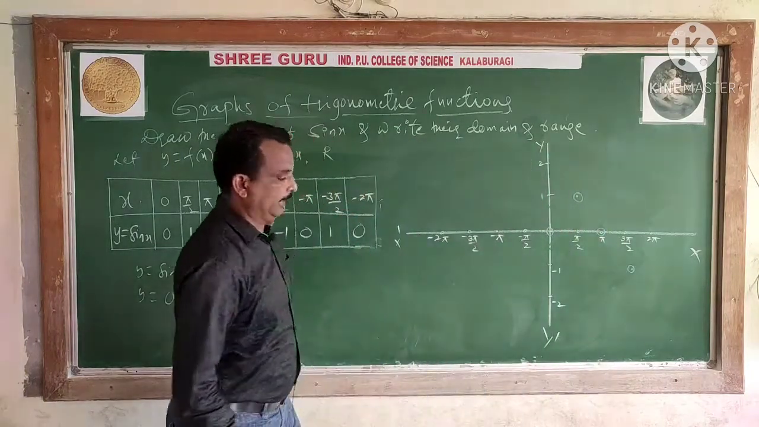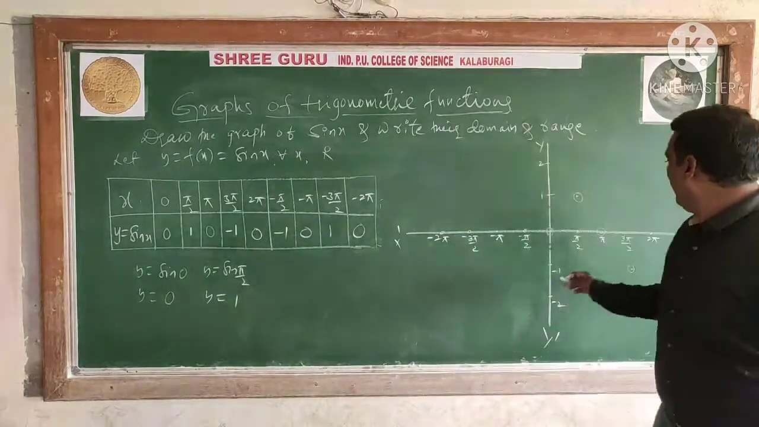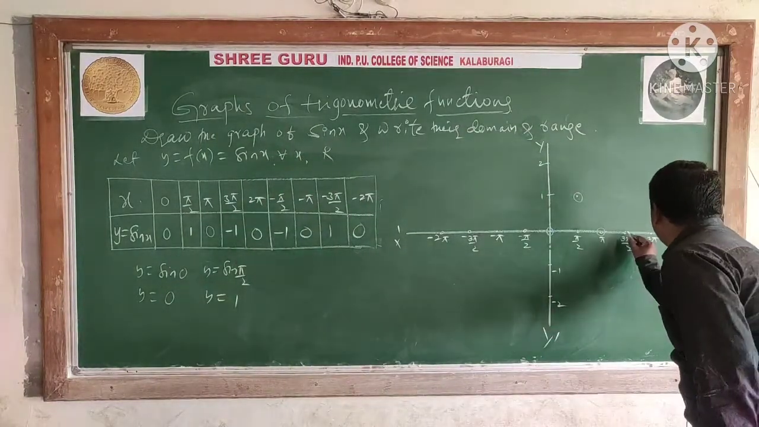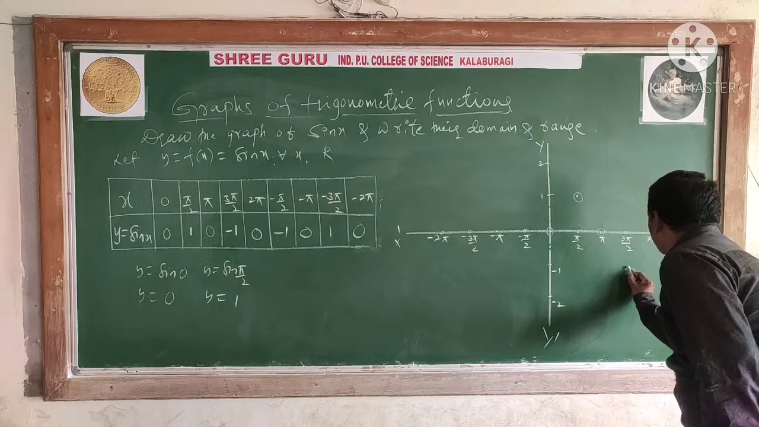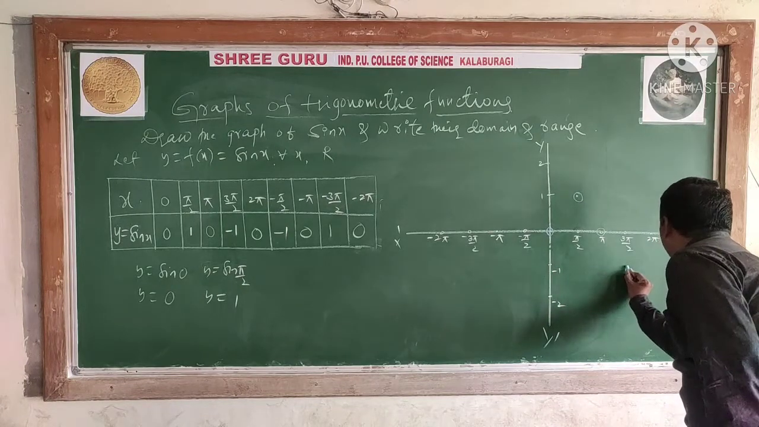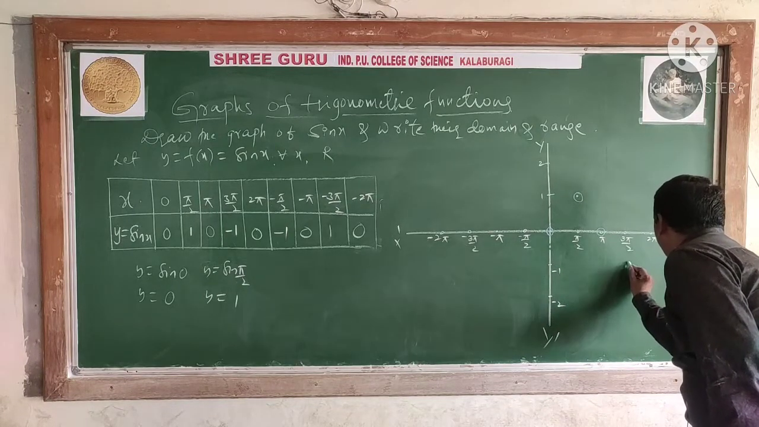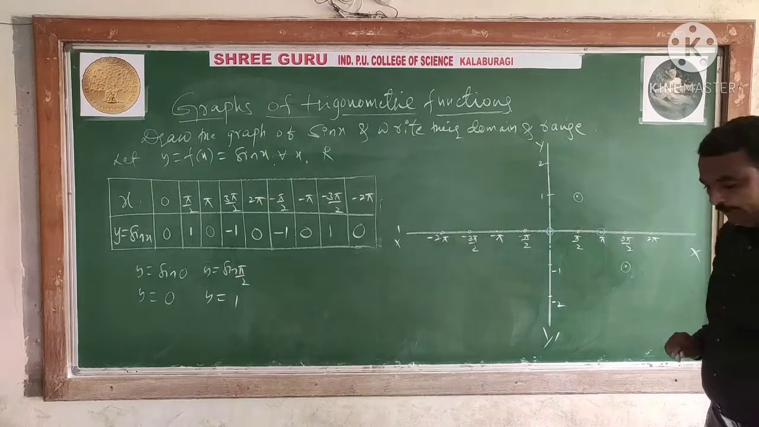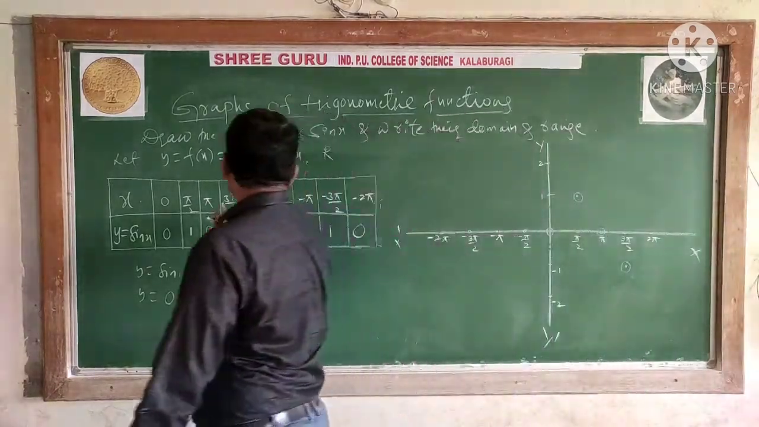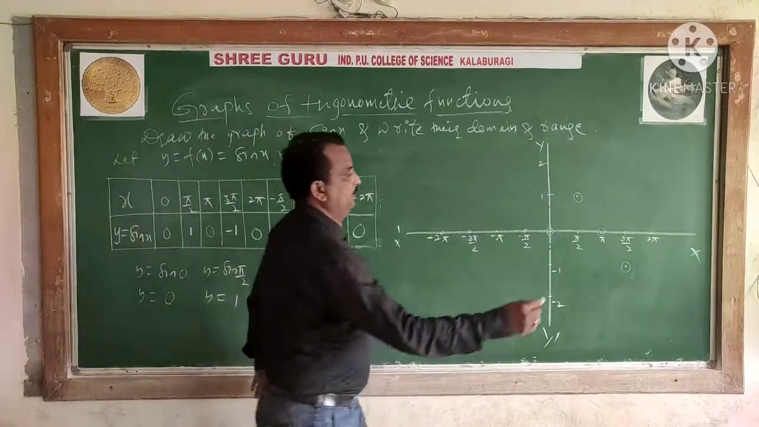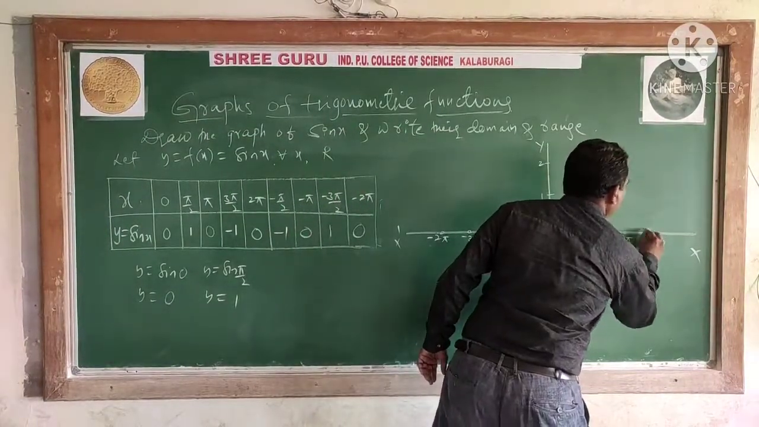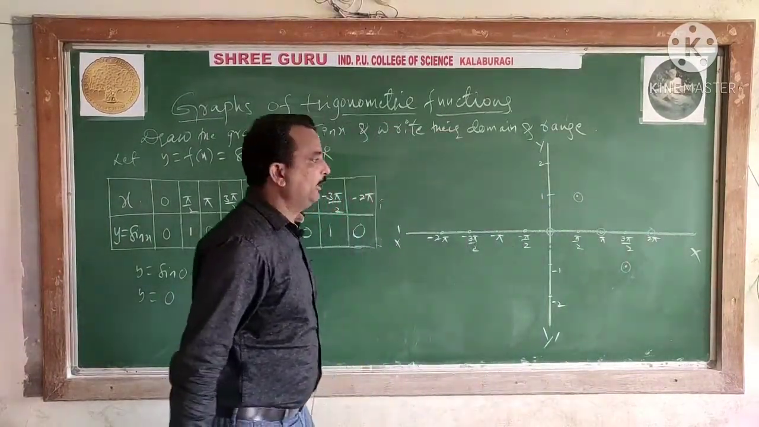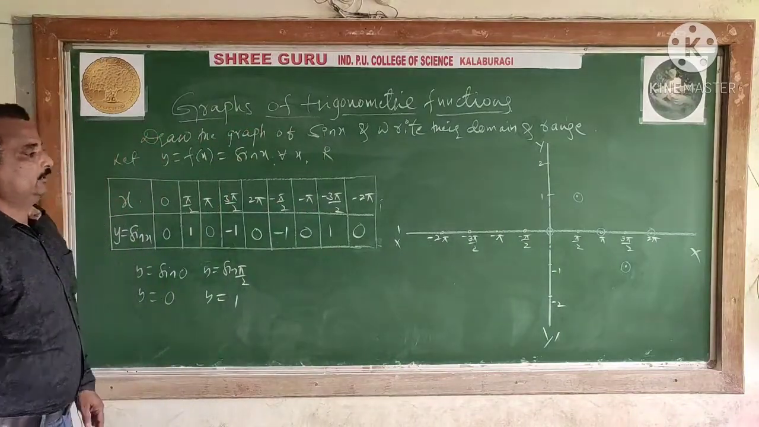Minus 1. Minus 3 pi by 2. When x is 3 pi by 2, the y value is minus 1. When x is 2 pi, y is 0 again.